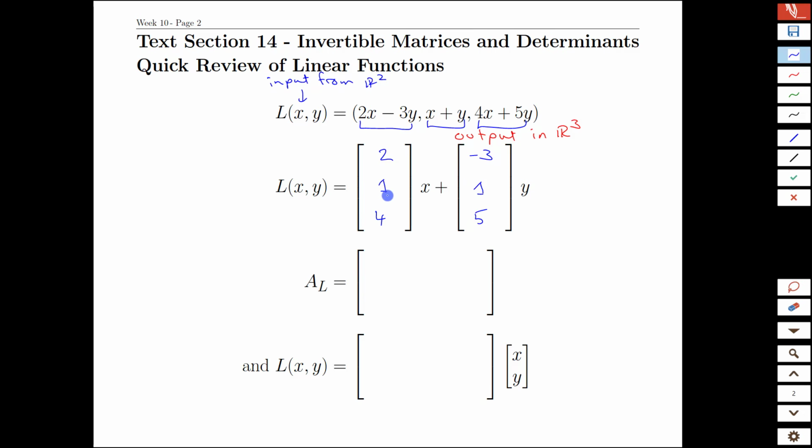Note that this form is really handy for thinking about the image. The image in this case of L will equal the span of, we can read it right off here, the span of the vectors (2, 1, 4) and (-3, 1, 5). The span of those 2 vectors is going to be a plane in 3D, and those will be the only points we can reach with this linear transformation. But that's an advantage of this form over the raw form up top.